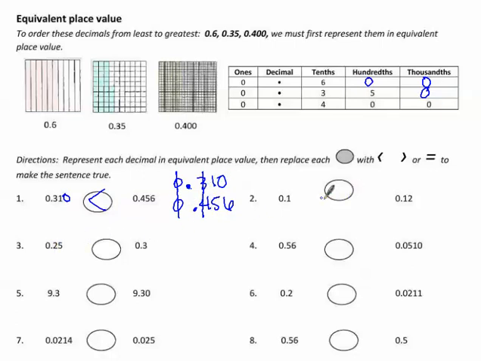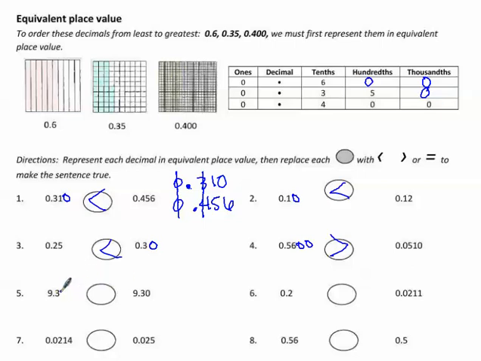For number 2, you're comparing 1/10 and 12/100. Add a 0 to make this 10 hundredths and 12 hundredths, and you can easily see 10 hundredths is less than 12 hundredths. Number 3, 25 hundredths compared to now 30 hundredths. 25 hundredths is less than 30 hundredths. Number 4, you have to tack on 2 zeros, so you have 4 place values, okay, making 56 hundredths greater than the other decimal.